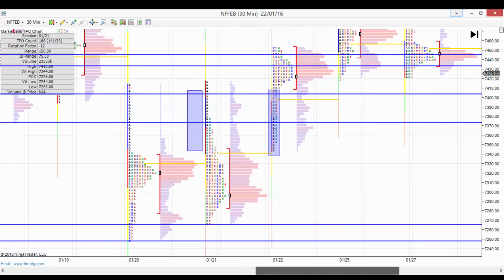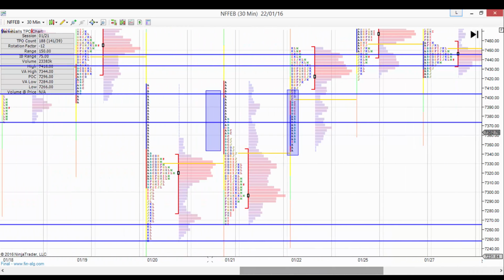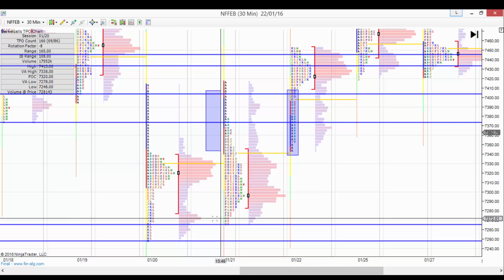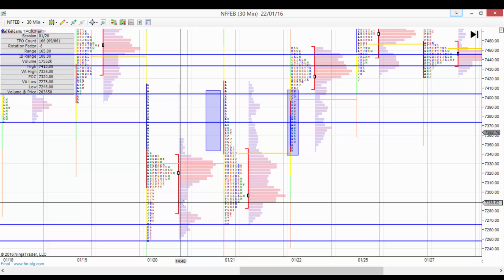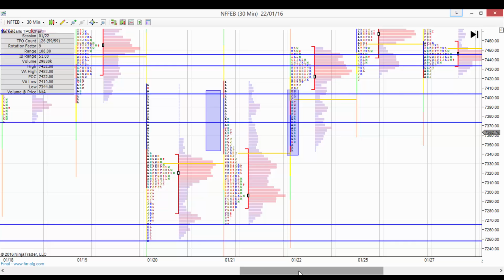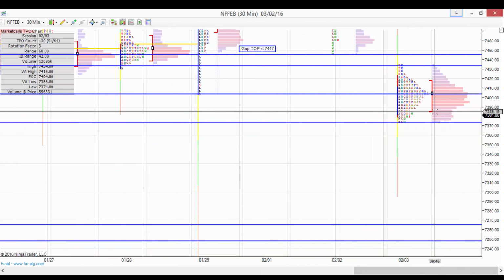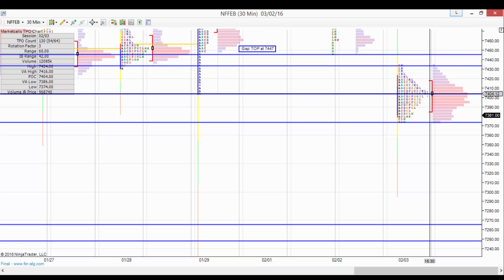So as long as the excess is not created, it's really tough to say that this could be a potential bottom. This cannot be a potential bottom because of the lack of excess, right? So let's see. Any auction below 7404 is more likely to be weaker.